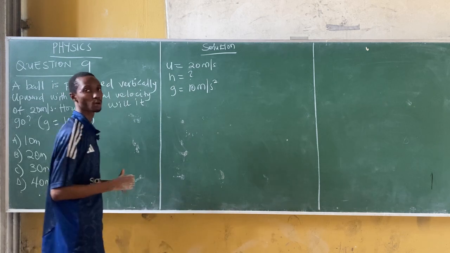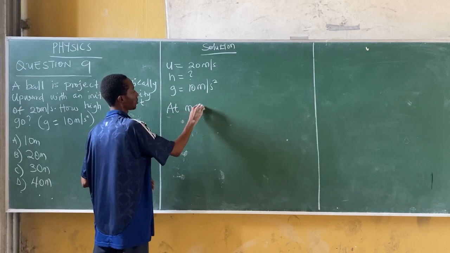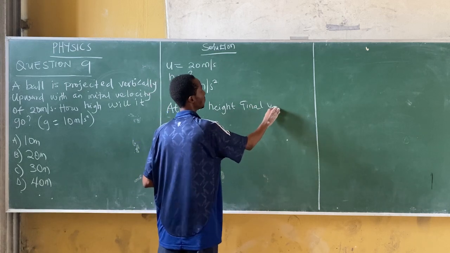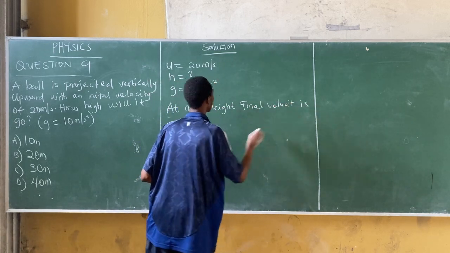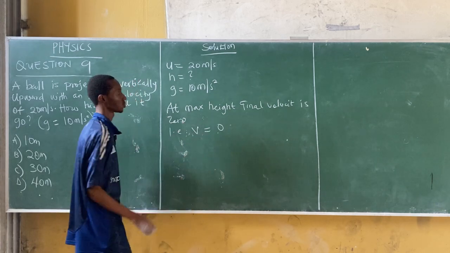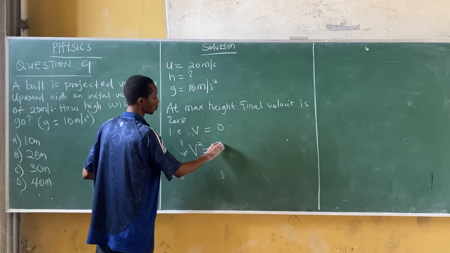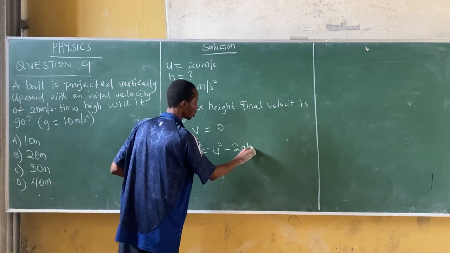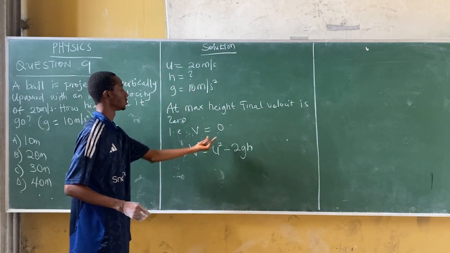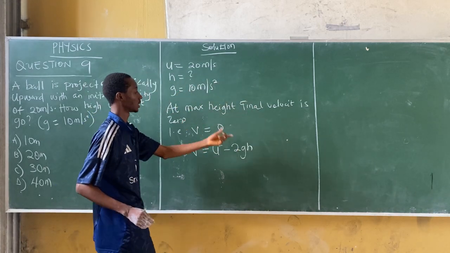Now recall that at maximum height, final velocity is equal to 0. That is, v is equal to 0. Now recall the formula: v squared is equal to u squared minus 2gh. Don't forget we have v to be 0, u, which is the initial velocity, to be 20, g to be 10, and h is unknown.